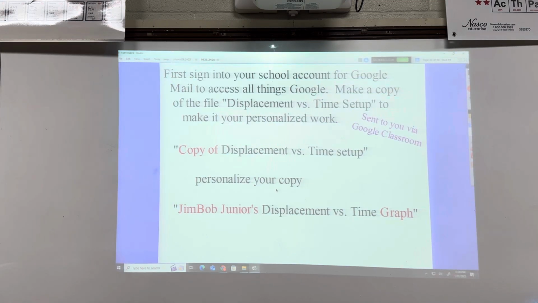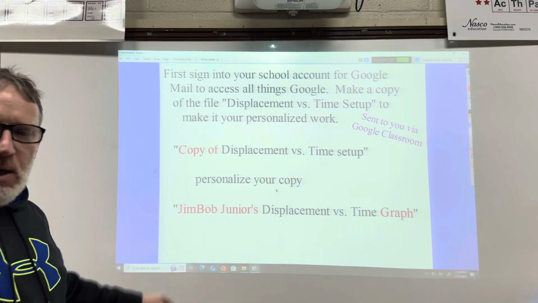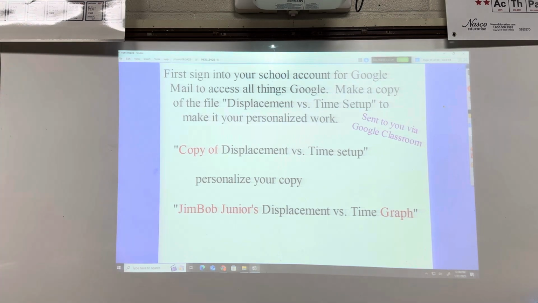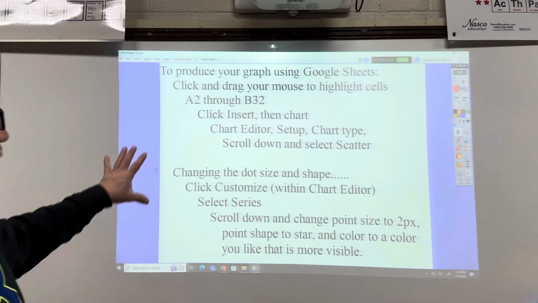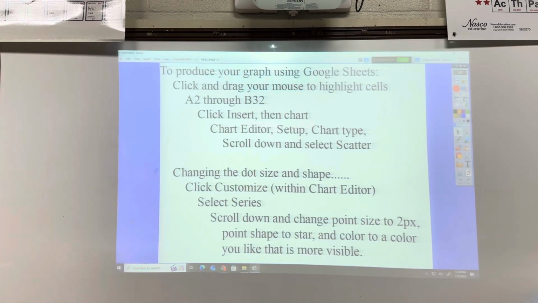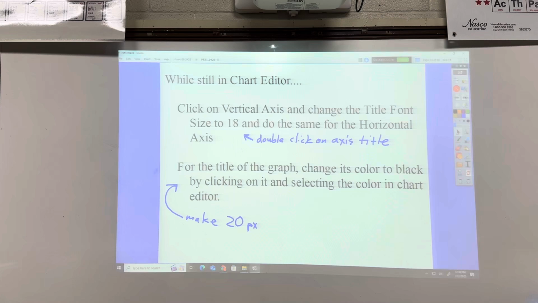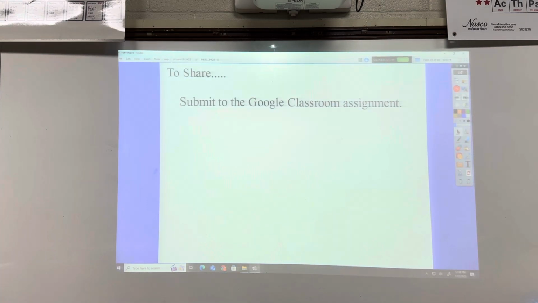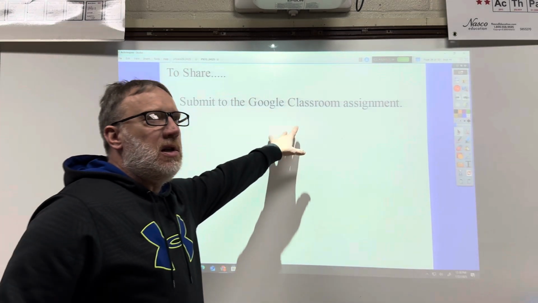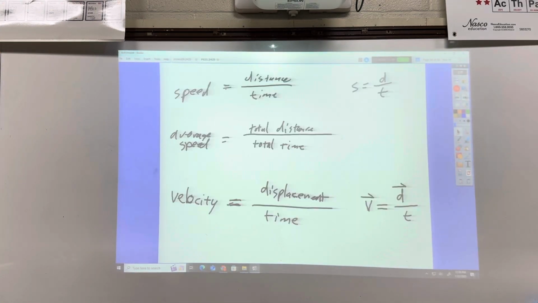Okay, so here's the directions. Make your copy, personalize your copy so you can turn it back in to me. And these were the steps to change that chart around. I have to look at those and grade them. You're changing the dot size and shape. You were changing the vertical axis and some other stuff. And then you submit it to the assignment. Don't email it to me or share it to me. Put it in the assignment.